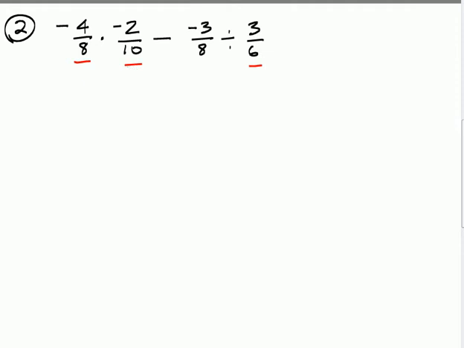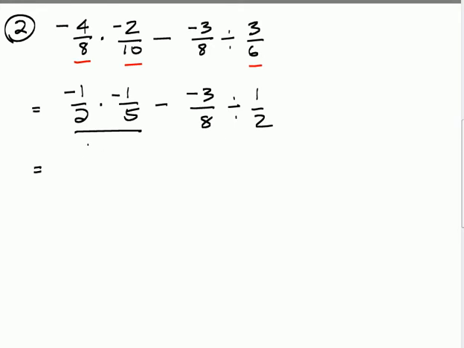So I'm going to do that first because I'm lazy, as all mathematicians are. Negative 1/2 times a negative 1/5 minus a negative 3/8, the only guy that can stay, minus 1/2. Okay, we've got multiplication and we've got division. Let's do that multiplication first. What's a negative times a negative? A positive 1, and downstairs we're going to get 10 minus, we've got division.